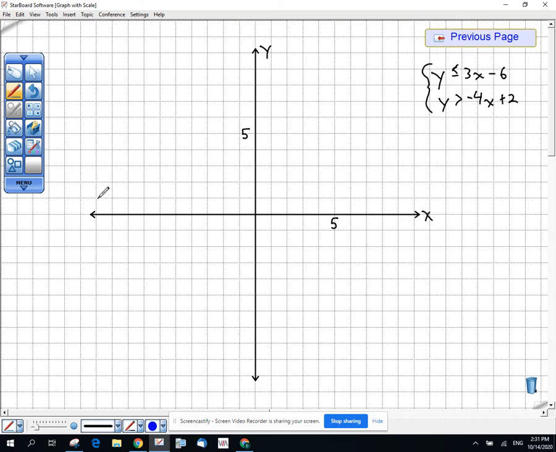Now we're just being given a system. There's no context to this, no backstory. We're just graphing 2 inequalities on the same axes. So those are both in slope-intercept form. So we'll go ahead and graph the y-intercept at -6 on the first one, and a slope of 3. You go from that point, and it's up 3, right 1, up 3, right 1, like this. And that one is or equal to, so we'll draw a line.